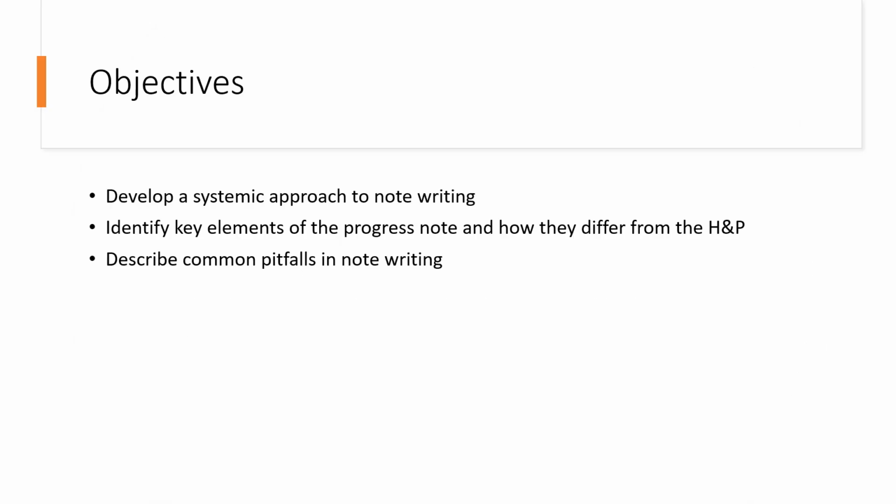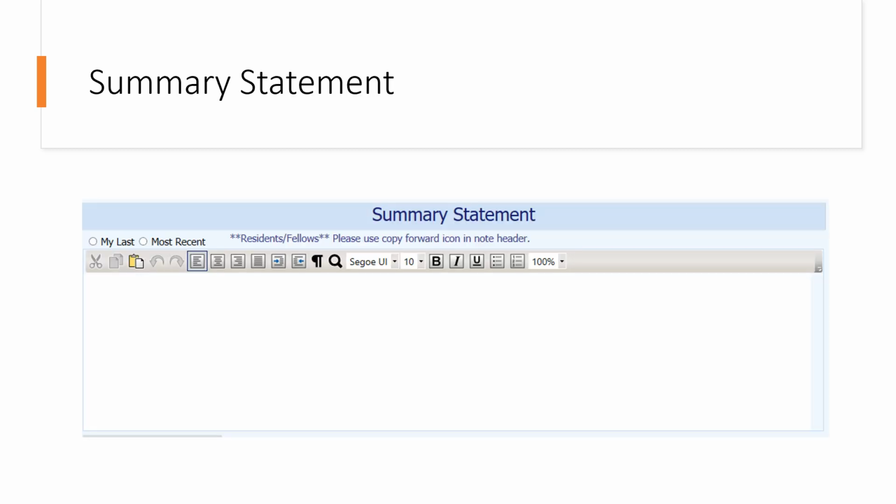Similar to the last section, our objectives for this lesson will be to develop a systemic approach to note writing, identify key elements of the progress note and how they differ from the H&P, and describe common pitfalls in note writing. Let's start by discussing the summary statement. The summary statement is a brief 1 to 2 line summation of the reason that the patient is admitted.